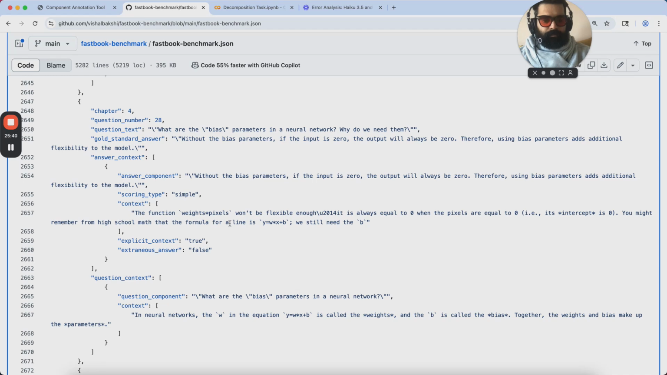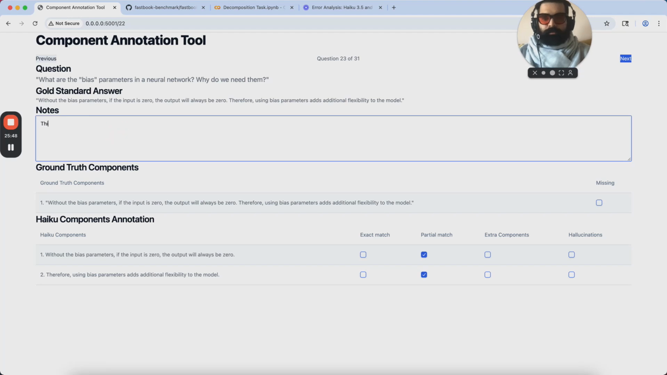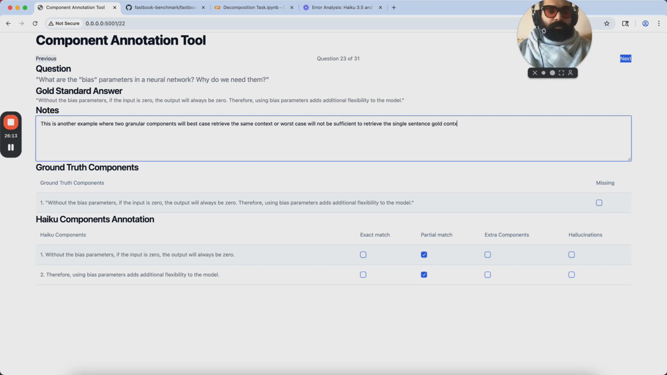Yeah, I think this one, yeah, this is another one. I'll just say this is another example where two granular components will best case retrieve the same context, or worst case will not be sufficient to retrieve the single sentence gold context for this answer.